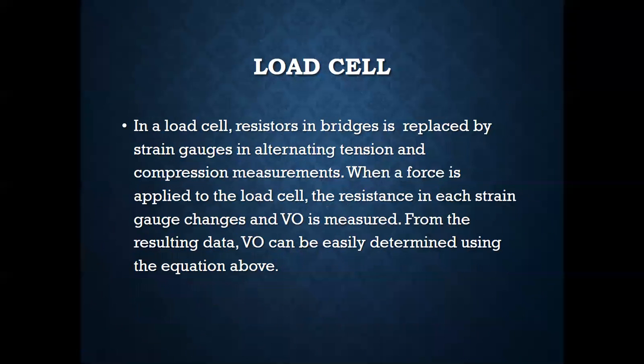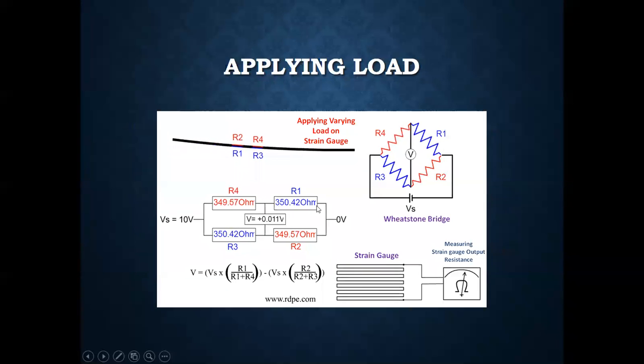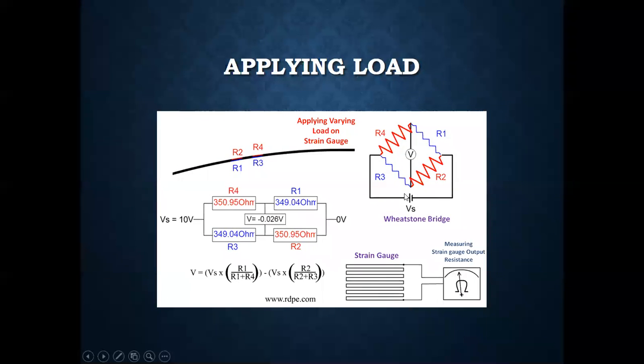Figure: the resistors in the bridge are replaced by strain gauges, with alternating tension and compression measurement. Force is applied, the resistance of the strain gauge changes, and VO is measured. That I explained. You can see all are changing. These four are strain gauges: R1, R2, R3, R4.